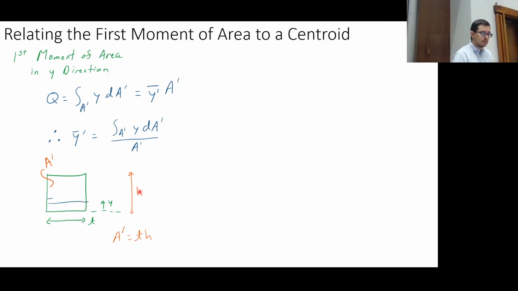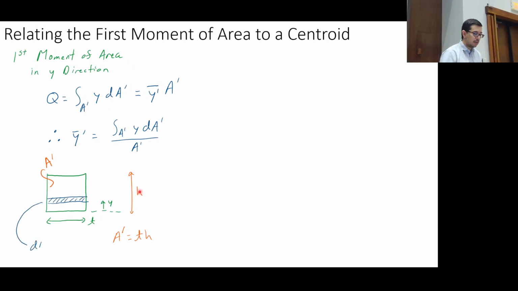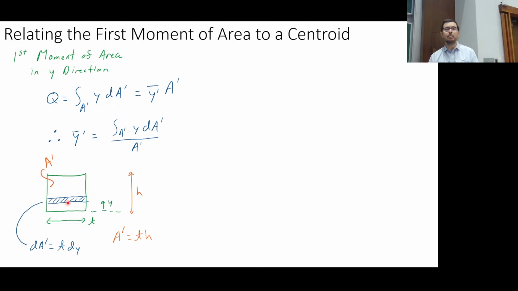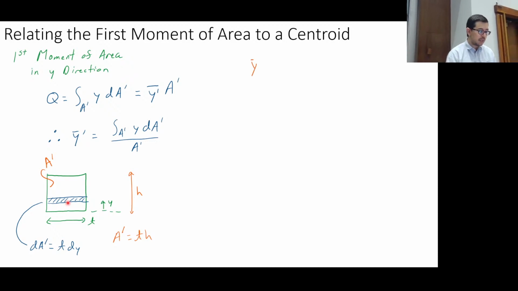So A prime is equal to TH. All right, and what do we do again? Well, if we want to calculate dA prime, we can think of it as the width times a slice, dy. You've kind of seen this before. We did this last time, when we were looking at bending stresses.